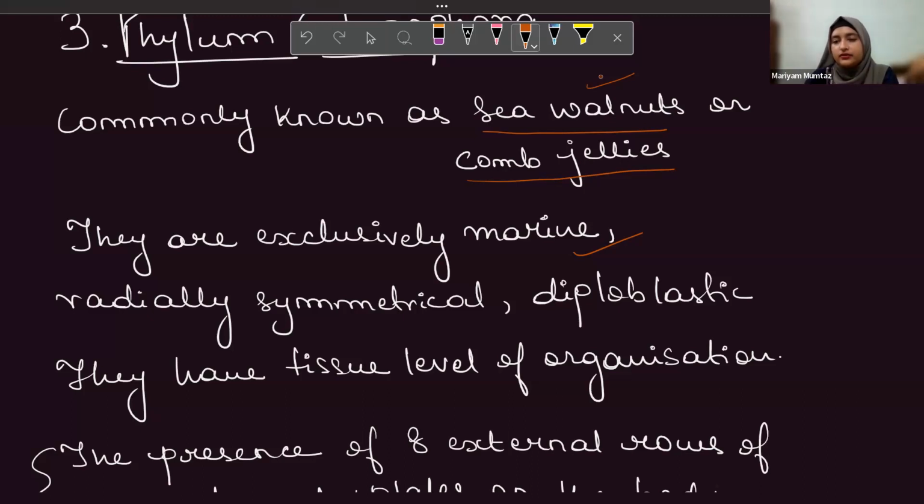The ectoderm and... didn't you write it in your notes? I only wrote Cnidarians. You only write Cnidarians. Okay, fine. You mentioned phylum Ctenophora as diploblastic also.